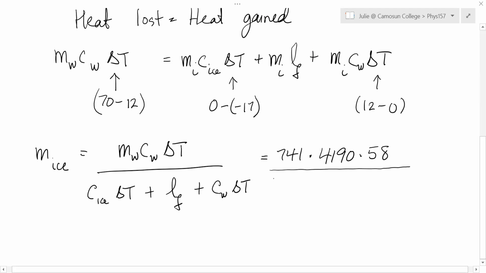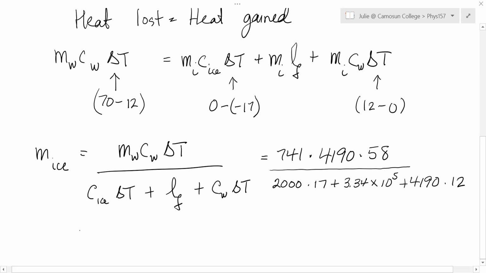Now you will see different numbers depending on the problem. Sometimes it's 2020, sometimes it's 2100, but this problem is telling us 2000. So 2000, and that ice is warming up 17 degrees. They give you the latent heat of fusion. I don't know why they don't put it in proper scientific notation. It's 3.34 times 10 to the 5 joules per kilogram. The c for water that they want you to use for this problem is 4190. And the change in temperature for the water is 0 to 12, so it's 12.